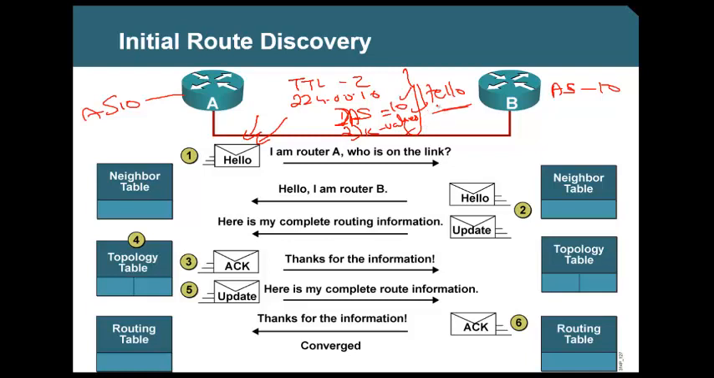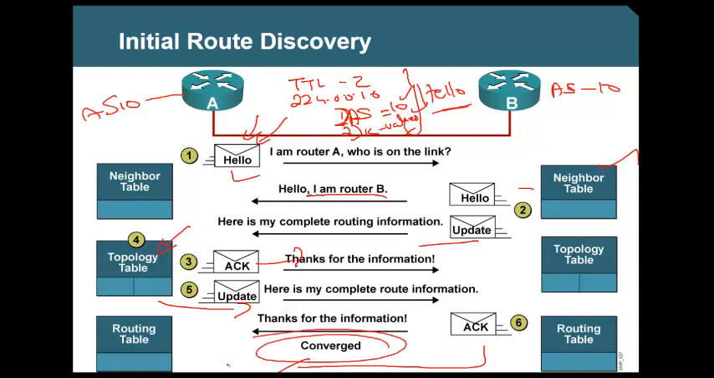Now, a hello packet is sent from router A, and then router B also sends a hello packet. Before that, it learns the neighbor, and then it sends the update for which the acknowledgement is sent, and the update is now added to the topology table, processed, and now A is sending the update for which the acknowledgement is sent by B. After some time, they both are converged.